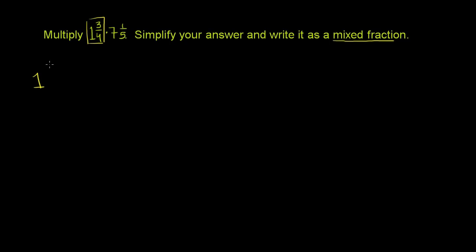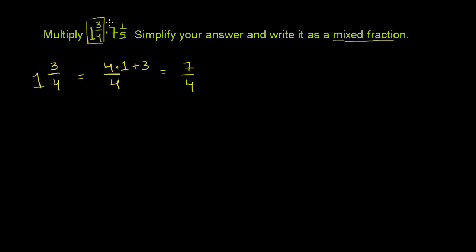So 1 3/4 is equal to, it's still going to be over 4. So you're still going to have the same denominator, but your numerator as an improper fraction is going to be 4 times 1 plus 3. And the reason why this makes sense is 1 is 4/4, or 1 is 4 times 1/4. Right? 1 is the same thing as 4/4. And then you have 3 more fourths. So 4/4 plus 3/4 will give you 7/4. So that's the same thing as 1 3/4.